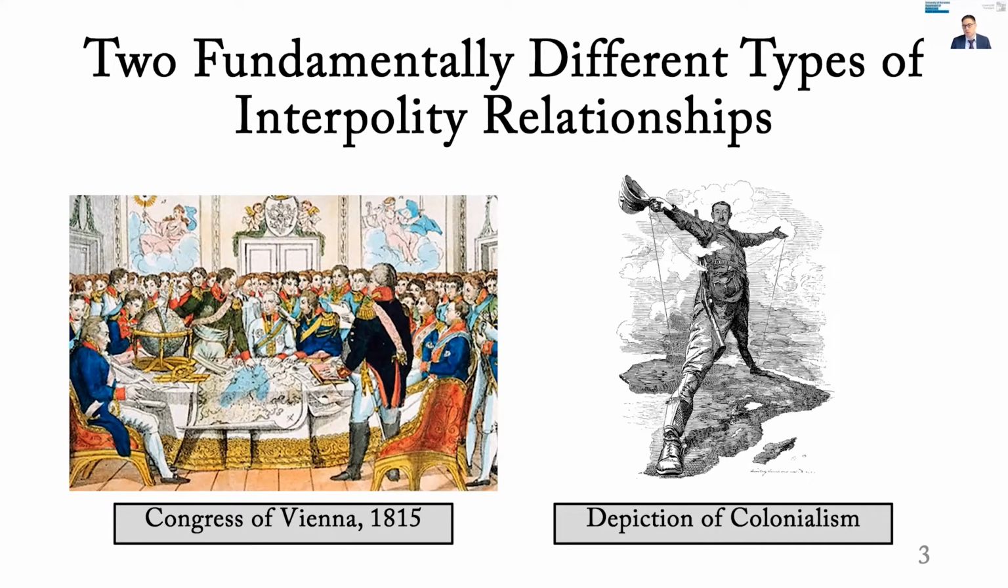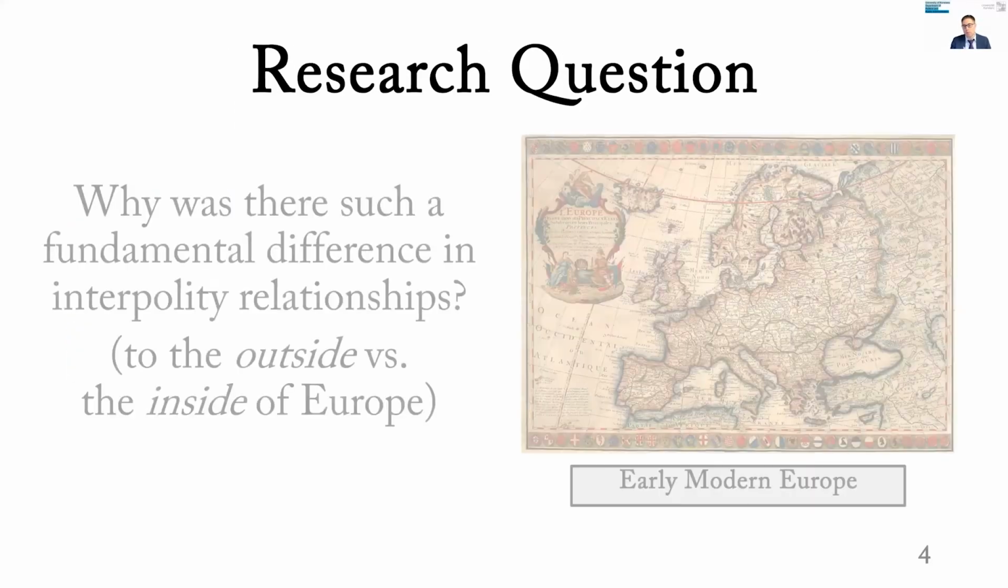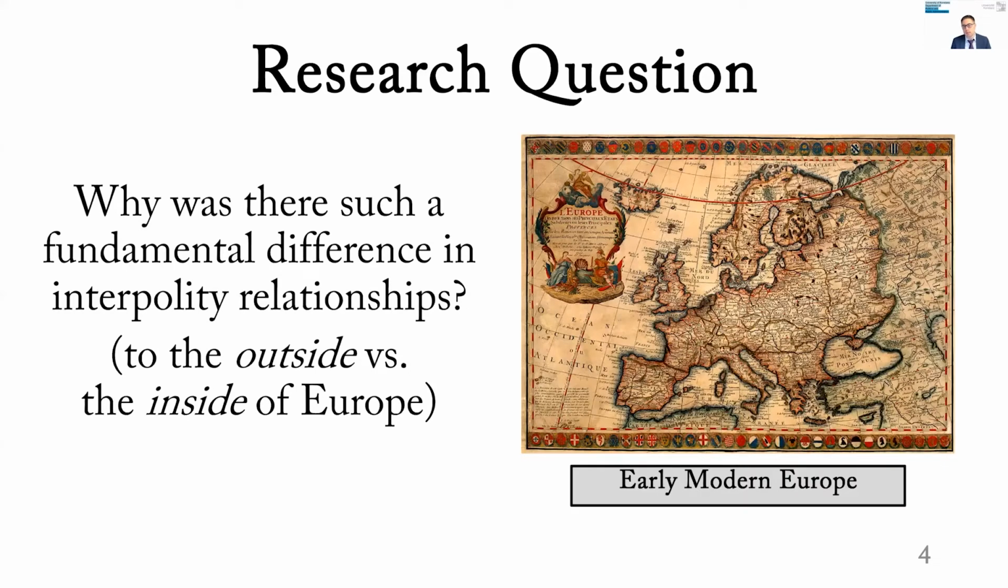I chose this depiction of colonialism to illustrate that, as you know, world history also has centuries of European rule over large parts of the world, and exploitation of peoples and territories in other world regions. I'm trying to connect these two different types of inter-polity relationships. So the research question at the heart of this paper is: why was there this difference? And is there a relationship between these different relations to the outside versus to the inside of Europe?